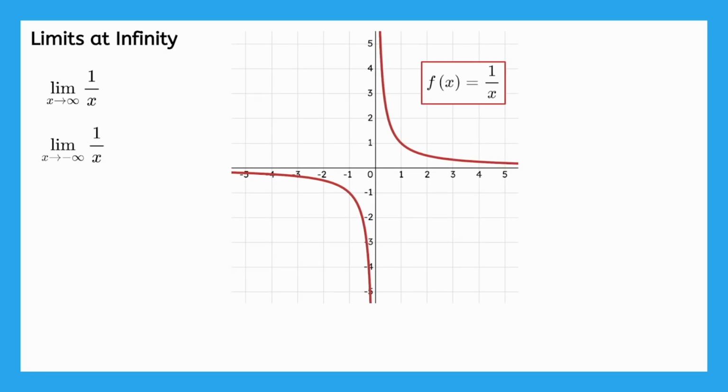Firstly, let's find some key limits at infinity that will be the building blocks to help us evaluate more complex limits. Let's start with the limit of 1 over x as x approaches positive infinity and as x approaches negative infinity. Here's the graph of 1 over x. We know this graph has a horizontal asymptote at y equals 0 because dividing 1 by larger and larger positive or negative numbers reduces the quotient towards 0. Therefore, both these limits are 0.